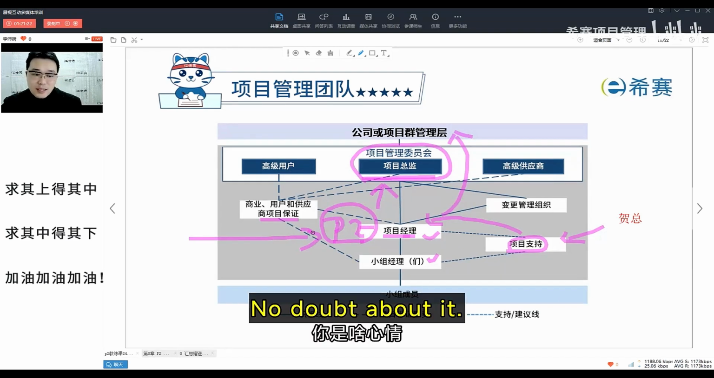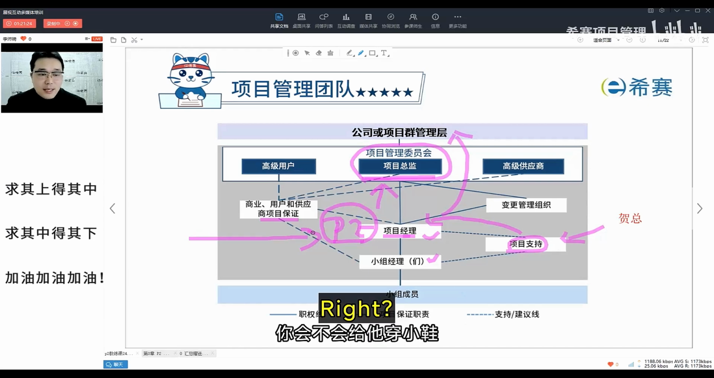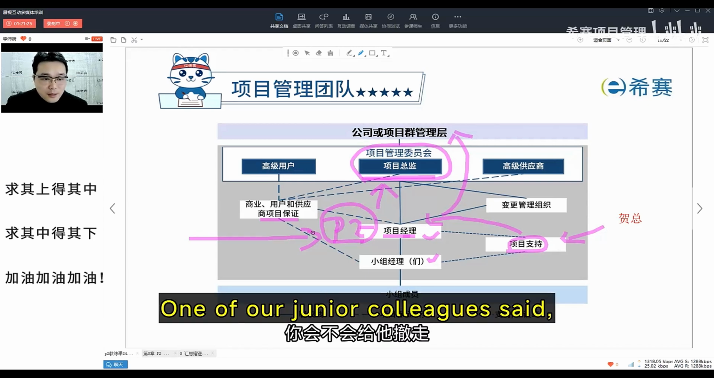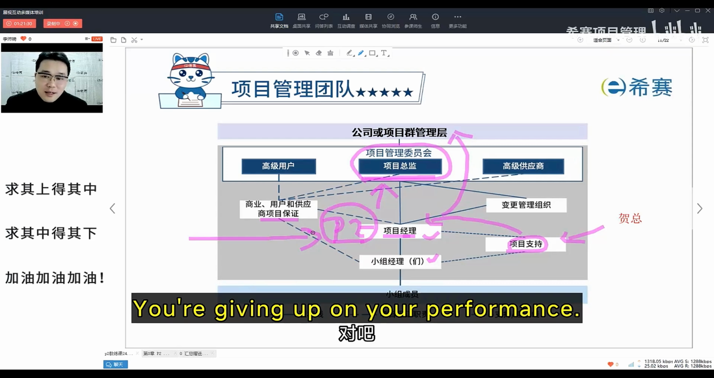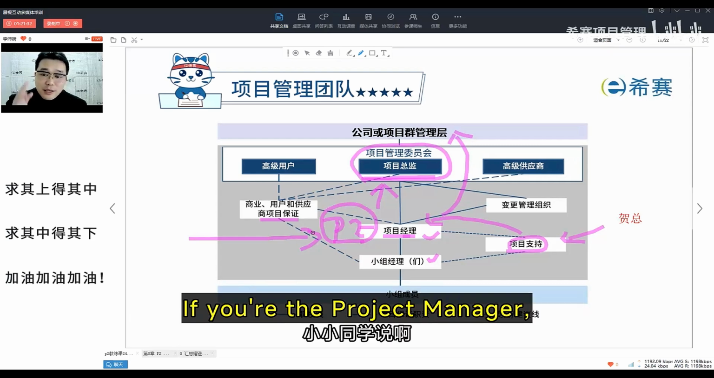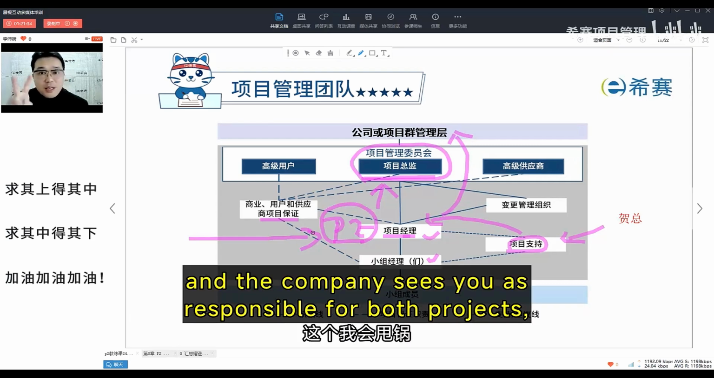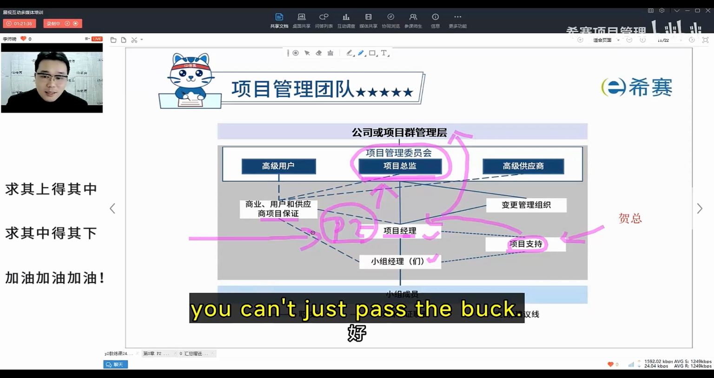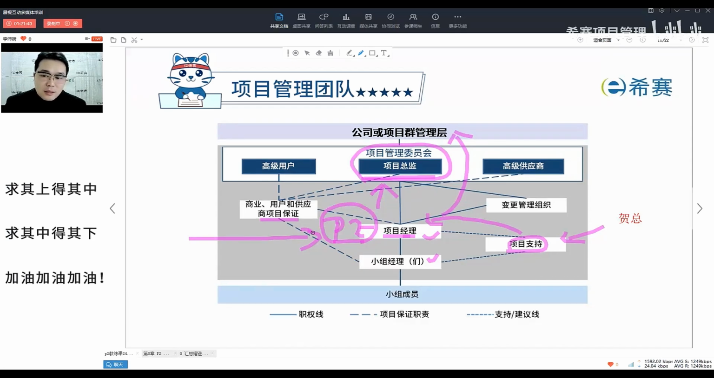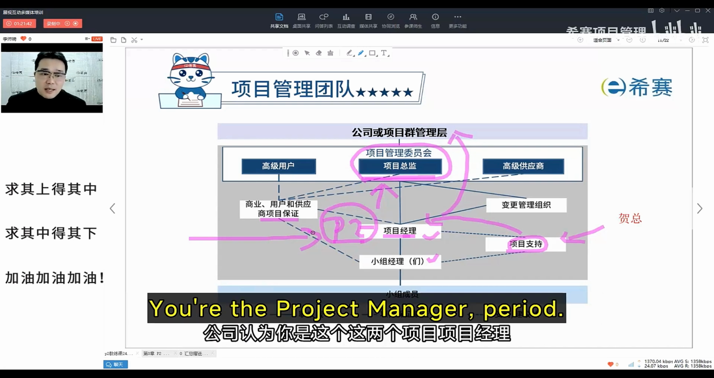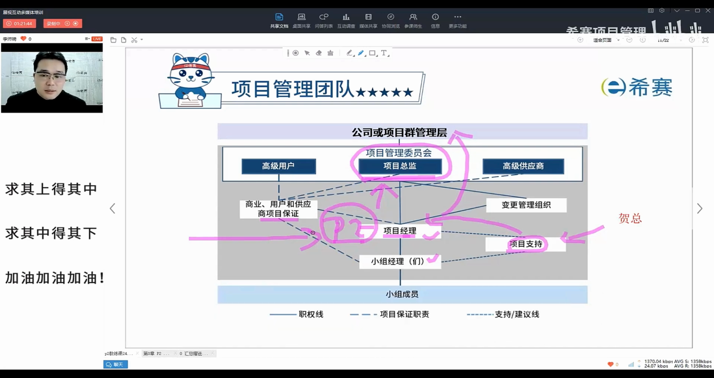No doubt about it. Matt, one of our junior colleagues said, I passed the buck on this one. Alright. You're giving up on your performance. If you're the project manager, and the company sees you as responsible for both projects, you can't just pass the buck. You're throwing away your achievements. The company's made its decision. You're the project manager, period. That's the way it goes.